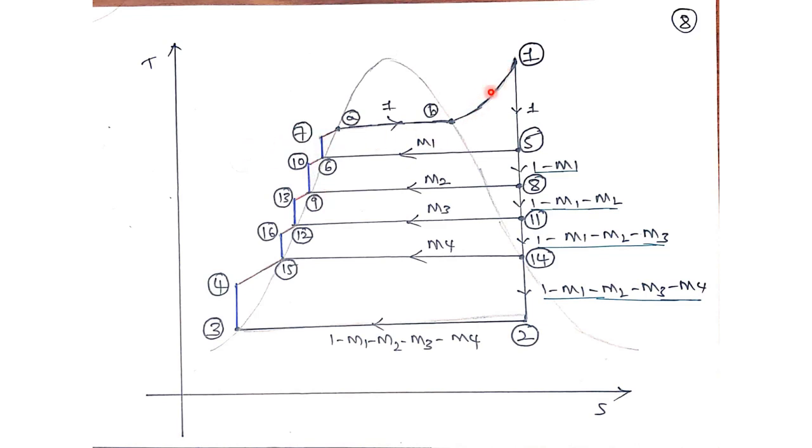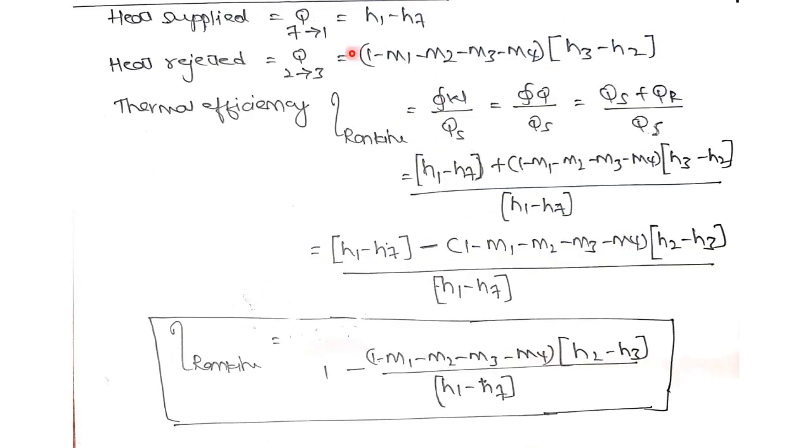Now, from 7 to 1, how will you calculate the heat flow? It is mass flow rate into enthalpy difference. What is the mass flow rate here? It is 1. What is the enthalpy difference for heats? It is always final minus initial. So final is H1, initial is H7. So 1 into (H1 minus H7), it is H1 minus H7, which is here.